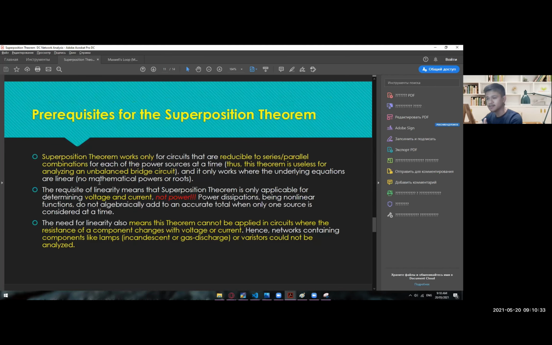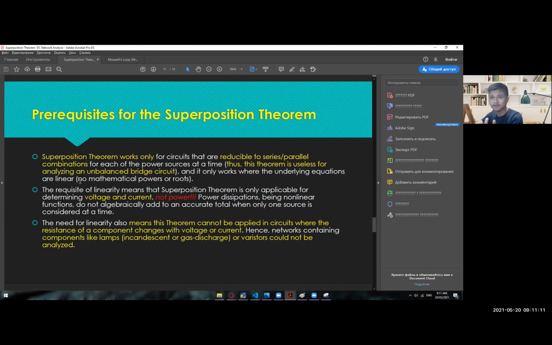Okay, and then here's just the summary and the review. So superposition theorem works only for circuits that are reducible to series-parallel combinations, for each of the power sources one at a time. Thus this theorem is useless for analyzing an unbalanced bridge circuit. So if you want to solve an unbalanced bridge circuit, you can use the mesh current method or the Maxwell loop method. Okay, and it only works where the underlying equations are linear. Okay, so that is their main difference.